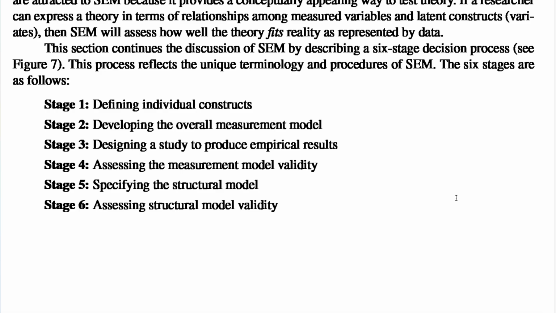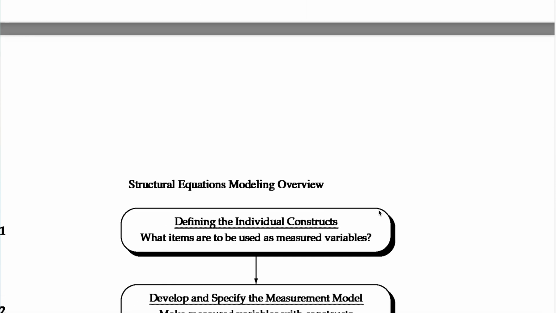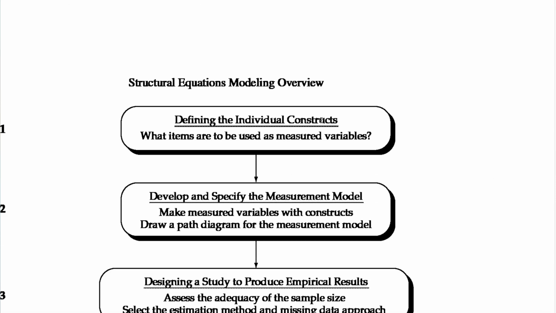The second stage is developing the overall measurement model, then designing a study to produce empirical results, assessing the measurement model validity, specifying the structural model, and the sixth stage is assessing the structural model validity. This is a figure of the six stages of structural equation modeling.